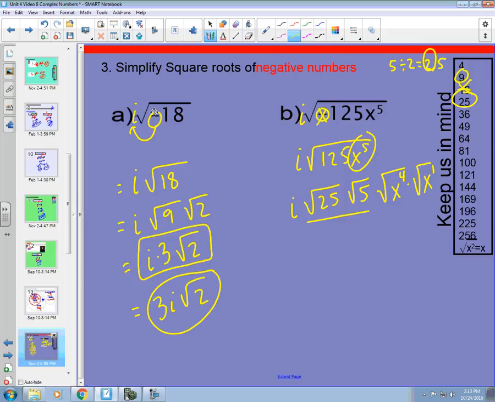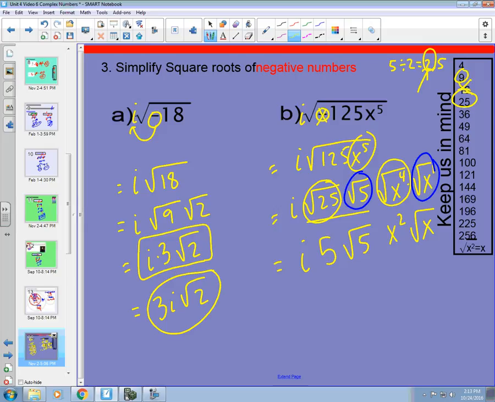So now we want to simplify the ones that we can. This simplifies. That's 5. This simplifies. That's going to be x squared. That's the 2 I was talking about. Okay, these other 2 don't simplify. The square root of 5 is going to be a messy number, and the square root of x doesn't simplify either. So if they don't simplify, then just leave them in that form. So we're just going to leave it as the square root of 5, and we're just going to leave it as the square root of x. And we got to make sure we have our i with us.